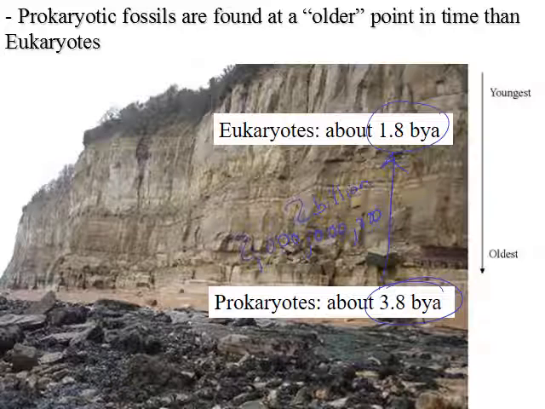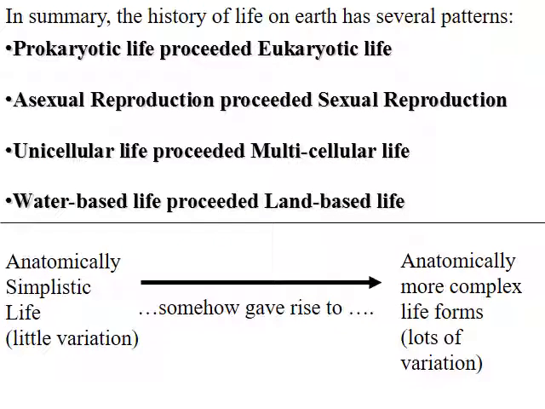So for a long time, Earth was really just covered with, if any form of life, it's going to be very simple forms of single-celled bacteria. So again, the basic patterns, we see prokaryotic life preceding, coming before, eukaryotic life. So you find prokaryotes much, much older in the fossil record than you do eukaryotes.